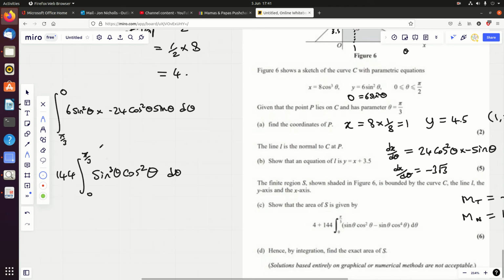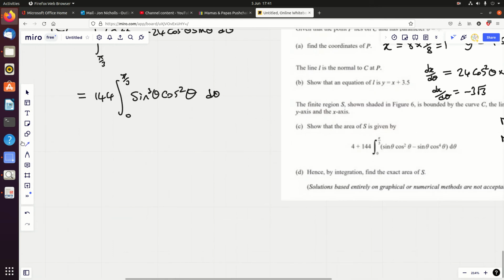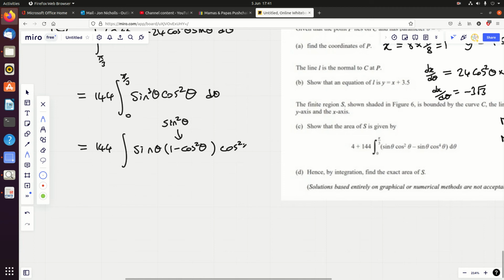Now, if we look at this, they've got a cos squared and a cos to the power of 4 and just a single sine theta. So maybe we should write our sine cubed theta as sine squared theta times sine theta. Then I can write that as 1 minus cos squared theta, so that's my sine squared, times cos squared theta d theta between 0 and pi over 3. What a horrible question. Now we've got sine theta cos squared theta, but then when you times that by the last term, you're going to get minus sine theta cos to the 4 theta.